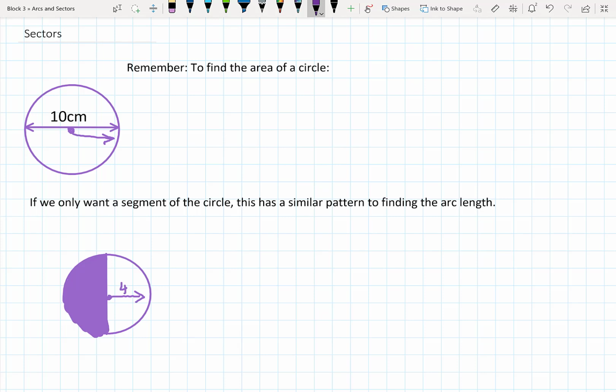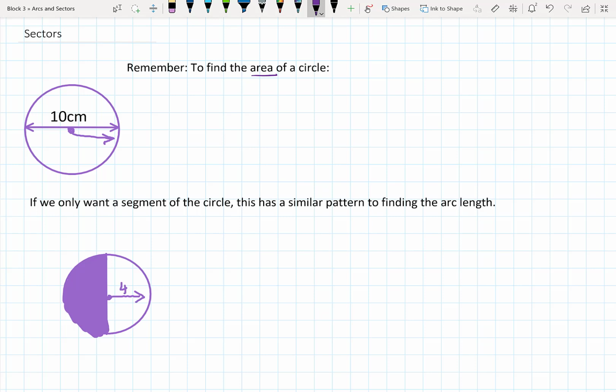Okay, so here we're going to look at finding sectors and their areas. We're going to follow this pattern in a similar way to the way we looked at arc lengths. To start with, we're just going to remember how to find the area of a circle.